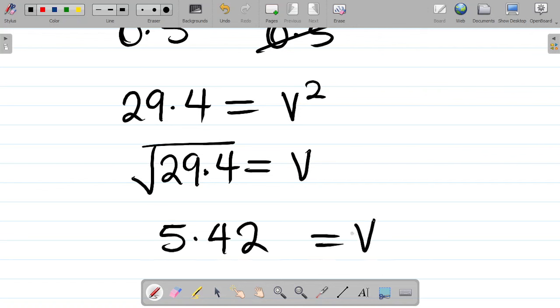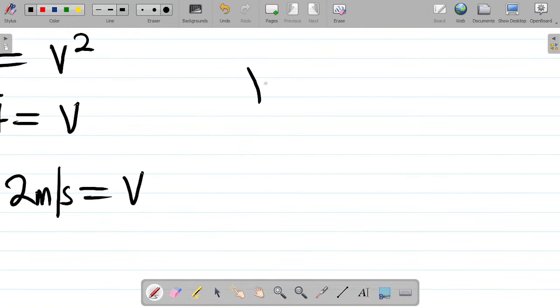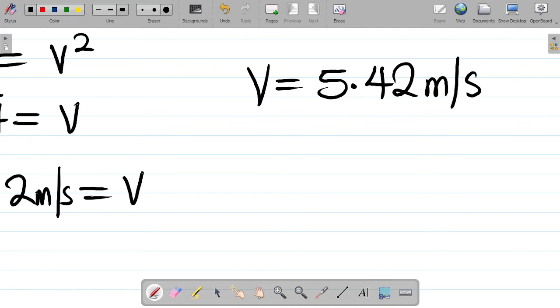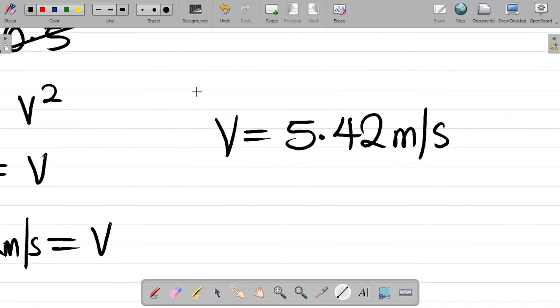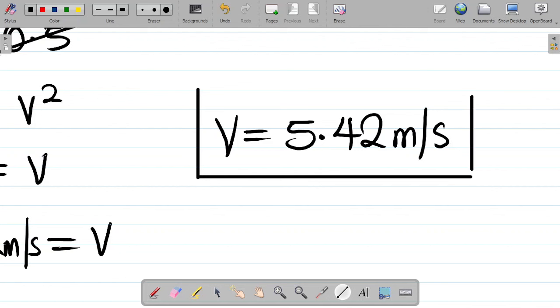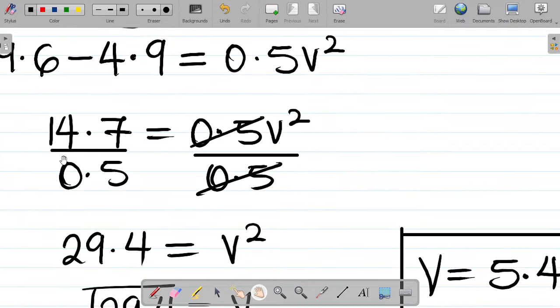Now don't forget that v is velocity or speed, so that will be in meters per second. So my answer, v, is equal to 5.42 meters per second. This becomes the answer to the question. This is the speed of the girl that you are asked to calculate. So this is how we solve this particular question.